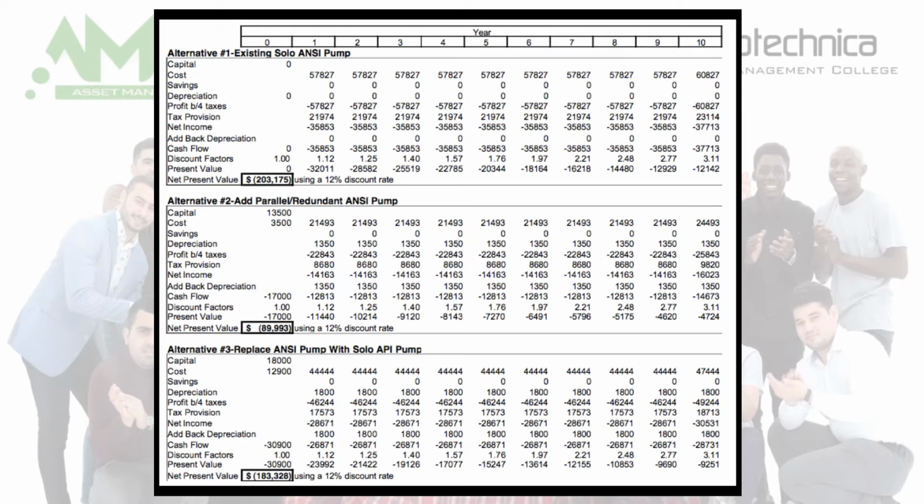Because the year 0 cash flow is already in the present, the present value is the same as that of the cash flow. Then look at any of the remaining 10 years of the study.